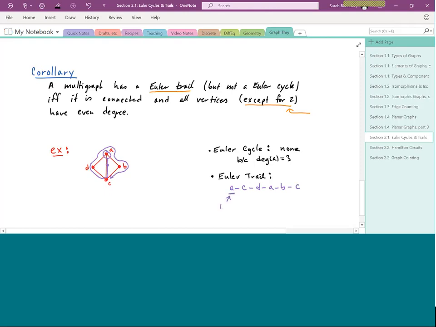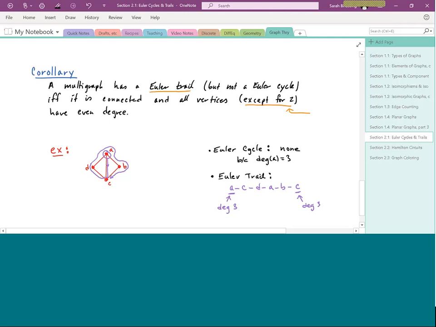Notice A was one of our degree 3 vertices, and C was the other degree 3 vertex. And note, a trail cannot go over the same edge twice, just like the Euler cycle couldn't. It did visit all of the edges exactly once, just like the Euler cycle did. The only difference here is your start and your end vertex are different now. And they will 100% be your 2 odd degree vertices.